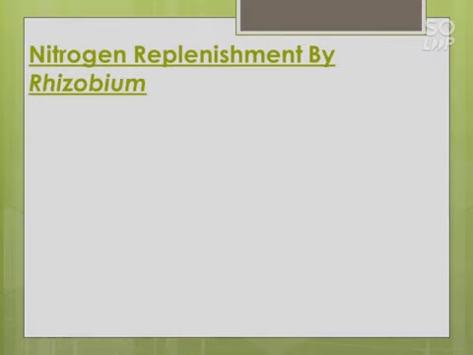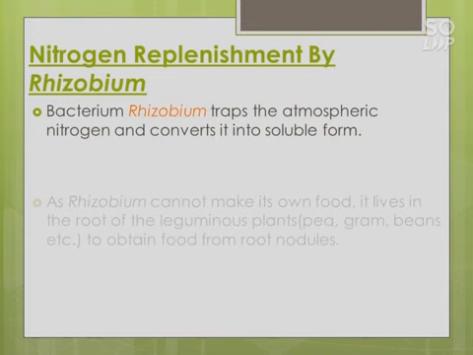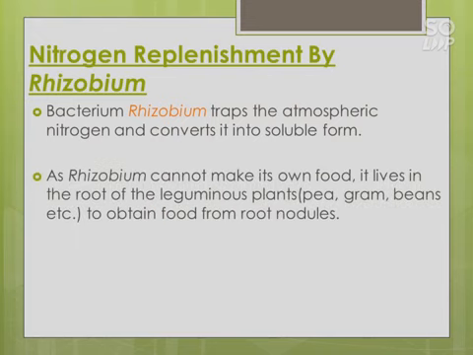Children, the replenishment of soil is also done naturally. You must have heard about bacteria. Bacteria are microorganisms. You must have heard of the bacterium known as Rhizobium, which traps atmospheric nitrogen and converts it into soluble form. As you know, 78% of the atmosphere consists of nitrogen, which is trapped by this Rhizobium. Rhizobium cannot make its own food, and it lives in the roots of leguminous plants.